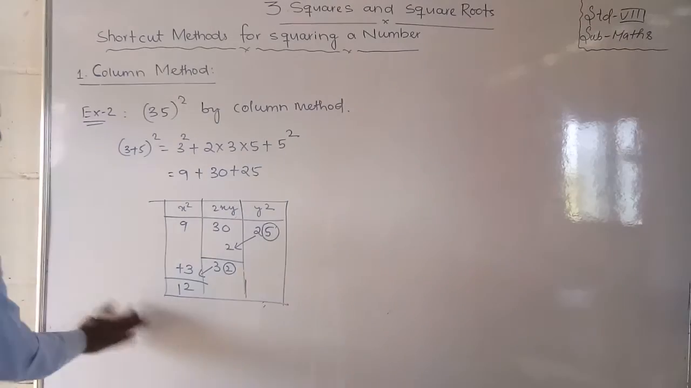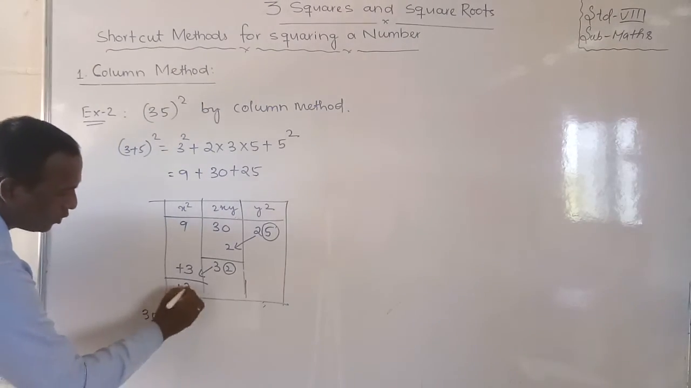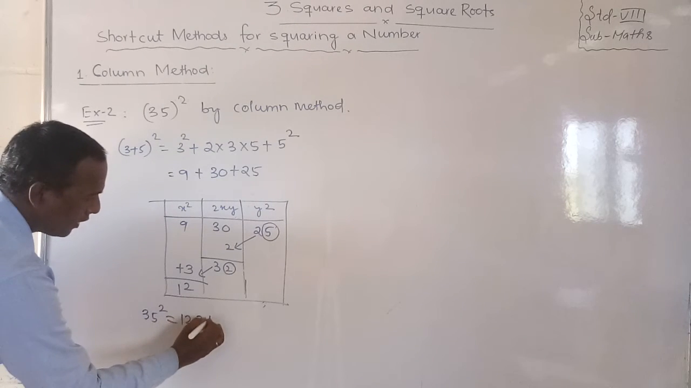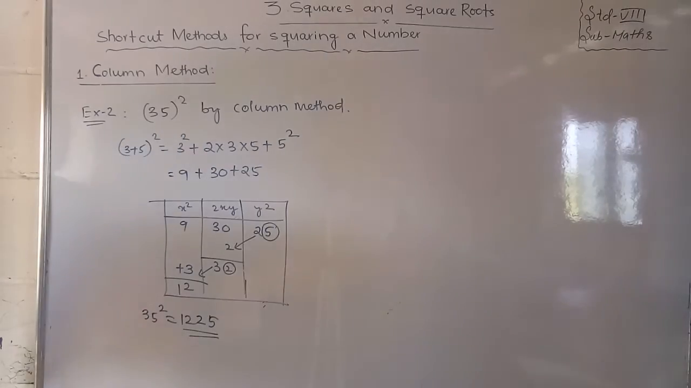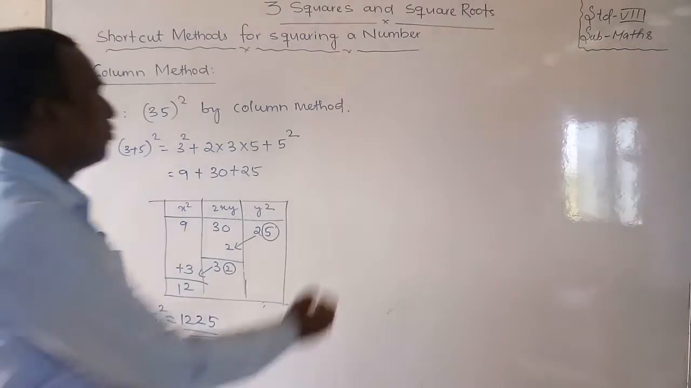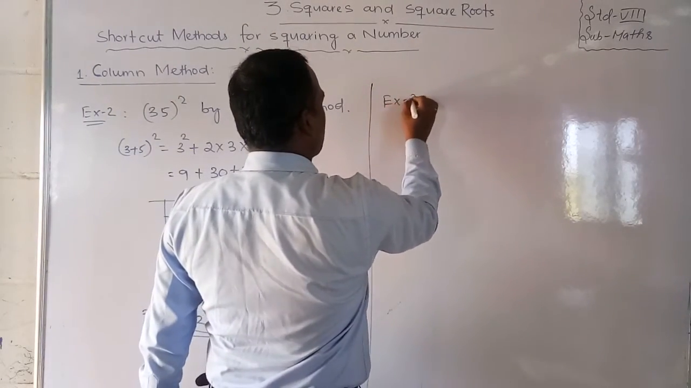So what answer came, friends? 35 square is equal to 12. This total number and these rounded numbers 2 and 5. This is the answer. Okay. If you check also, you will get that answer. One more example also you can take, friends. You will get that clarification. Example 3 you can take.